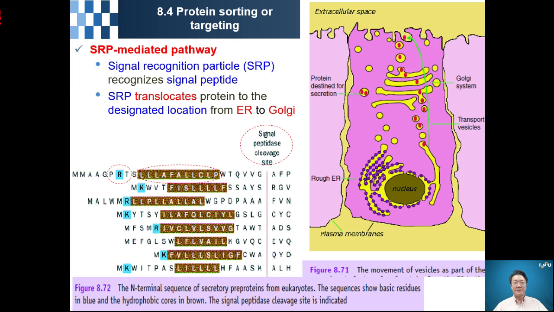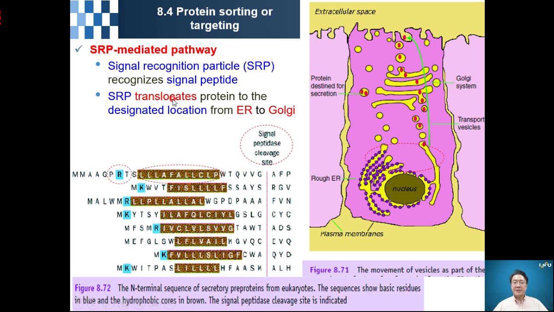Okay. So this is the signal peptide. Usually the SRP recognizes the signal peptides. At that point, SRP translocates the proteins to the designated location from the ER. So this is the rough ER and this is the smooth ER.